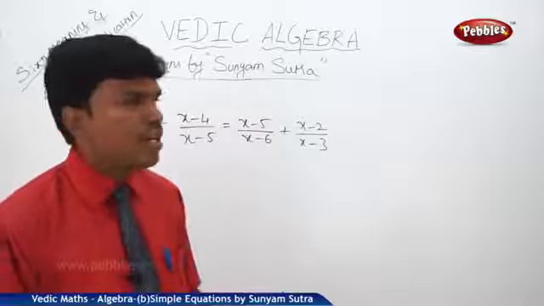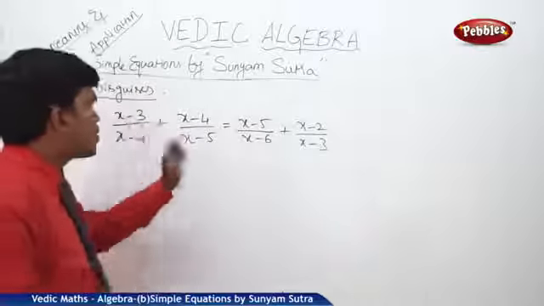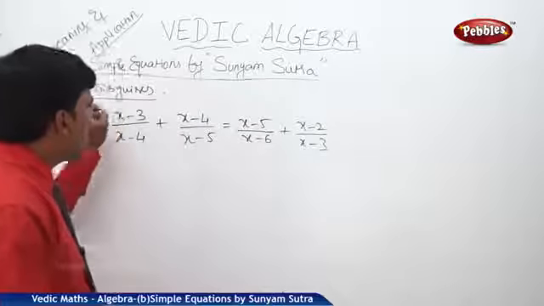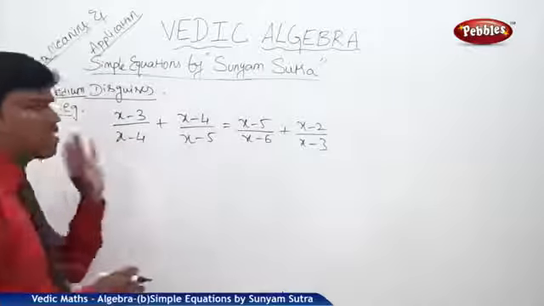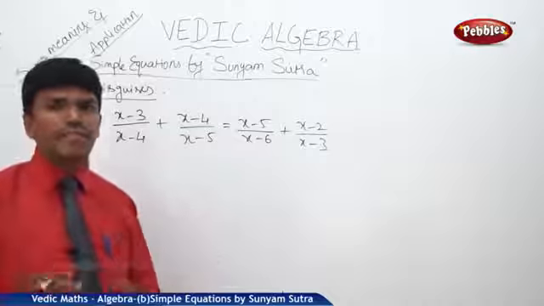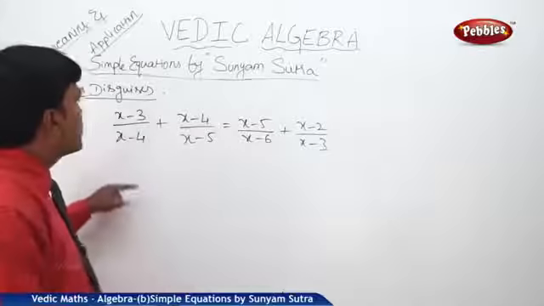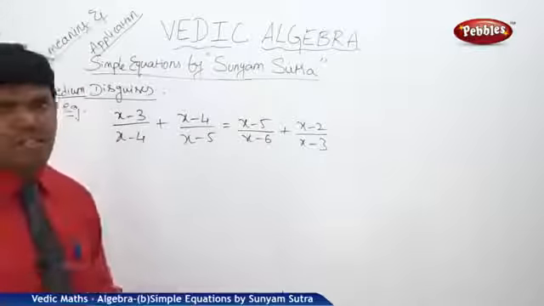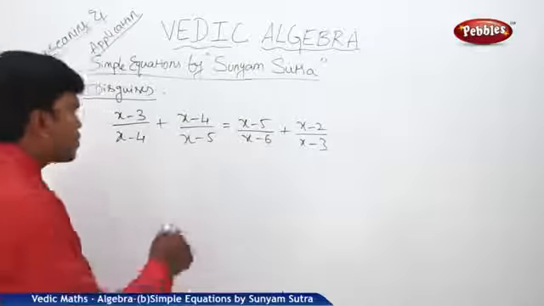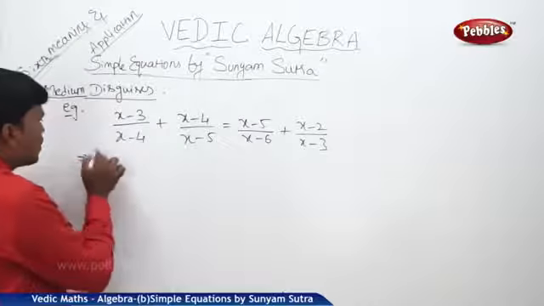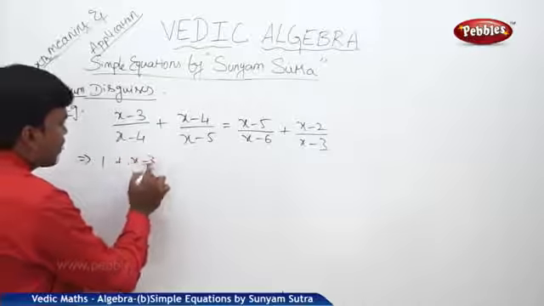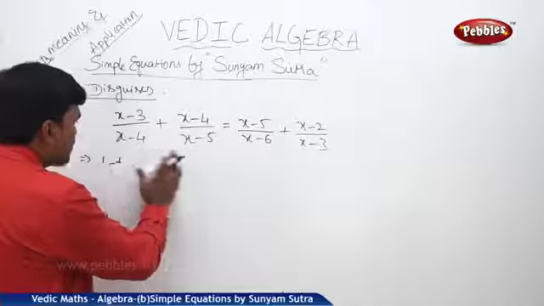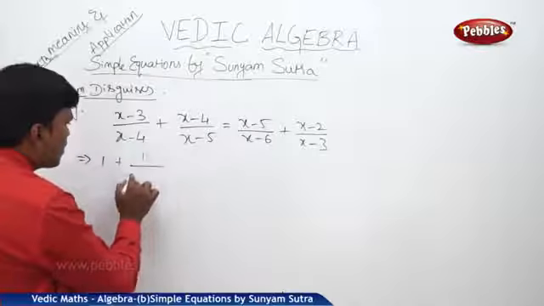I want to take the numerators out of this. So what I need to do is get the numerators as 1. I will simply divide the numerators by denominators. So we can write the given term like this: 1 plus 1 by x minus 4.